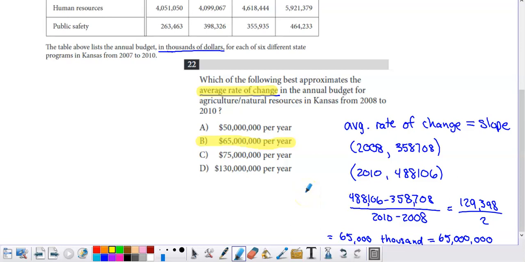One other thing that could have been helpful here, if you didn't know what average rate of change meant, like by definition, if you didn't know average rate of change indicated for you to take a slope like we just showed, you could have looked at these options here and seen, well, they're measured in dollars per year. So I'm going to have to take something measured in dollars, right? And it's going to be the change in dollars from the year 2008 to 2010, right? How much did the budget go up by from 2008 to 2010? And that's this 129,398 value. And I'm going to have to divide by that 2-year stretch, right? This is a 2-year stretch that we're trying to figure out the change in dollars per year for.